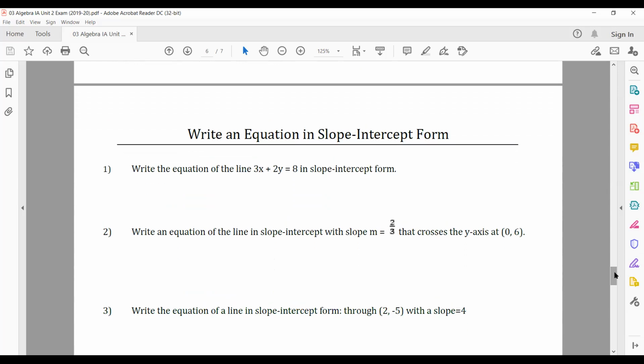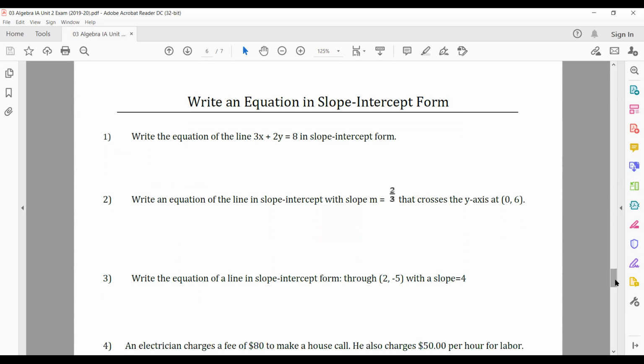And so, this page here is full of different problems to write equations from. And we're trying to get them all into slope-intercept form. First one, standard form, we're going to solve for y. What would you do with the second one?